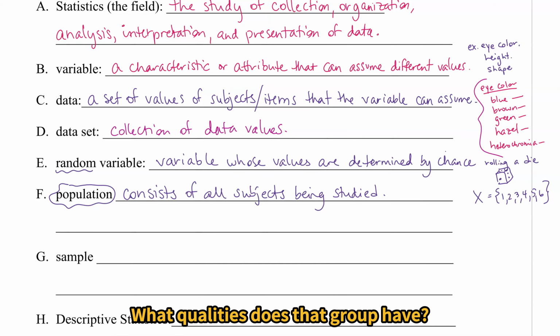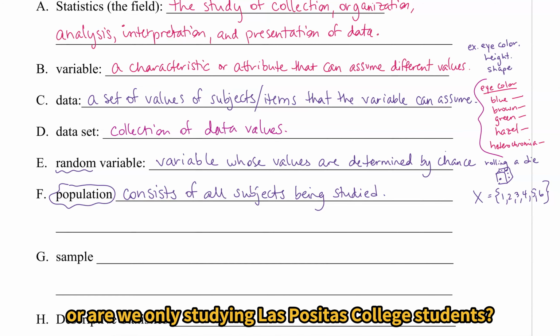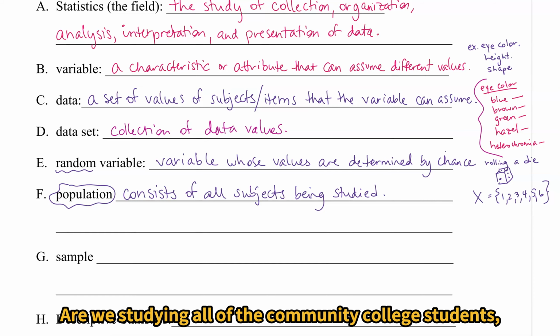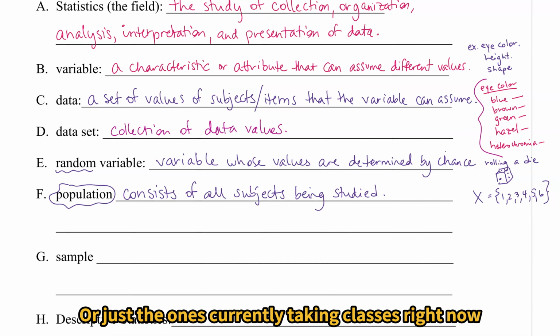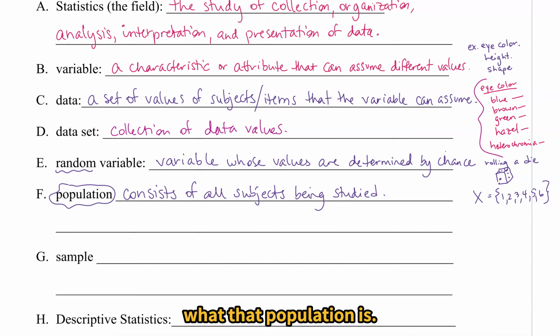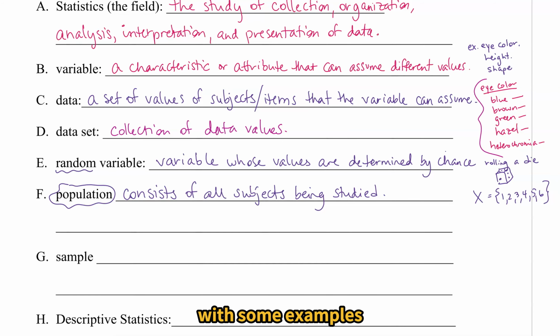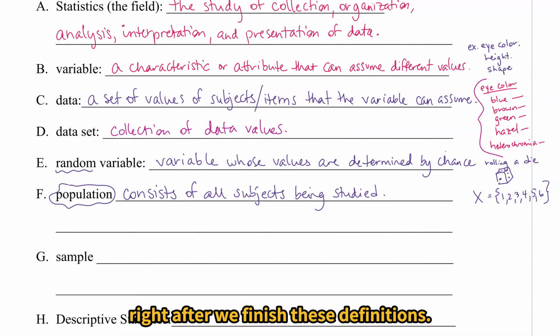What qualities does that group have? Are we studying the entire United States? Or are we only studying Las Positas college students? Are we studying all of the community college students? Or just the ones currently taking classes right now at our school? So it will depend on the context of our situation what that population is. And we'll work to identify the populations with some examples right after we finish these definitions.